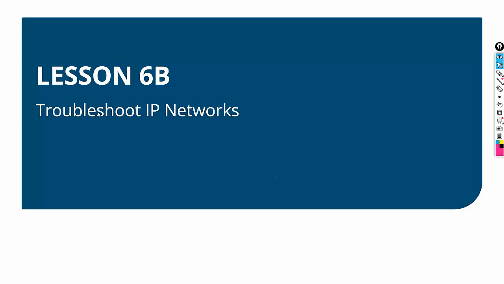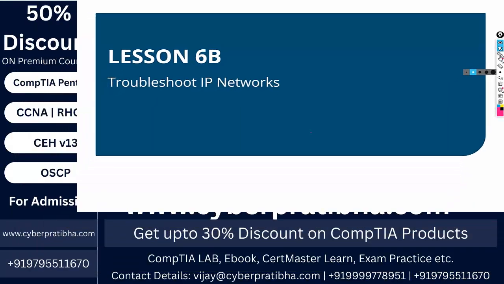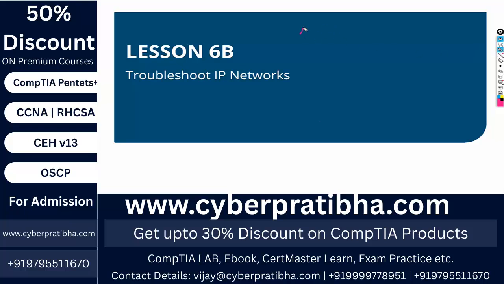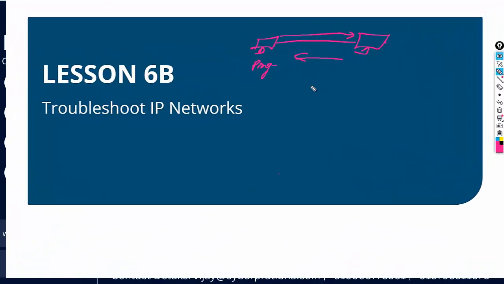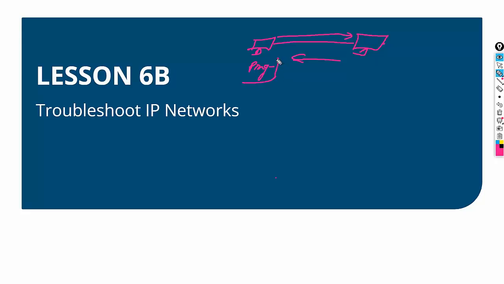So in this section we are going to troubleshoot the IP networks. Troubleshooting means when you are trying to connect to any system and you are not able to make the communication. The work of the network administrator is only to make the connectivity between the two systems. Means when you are running the ping command and getting the reply, it means your job has been done.